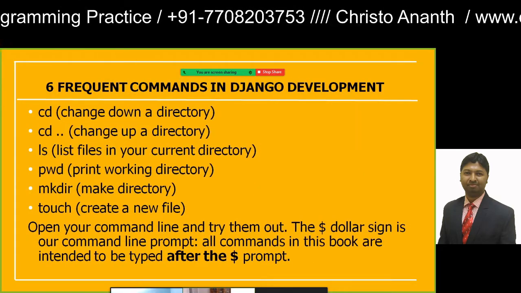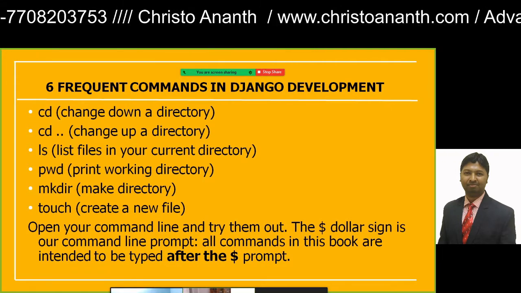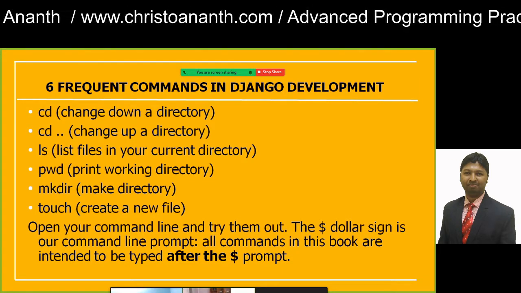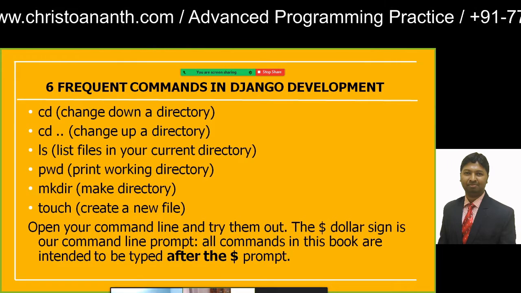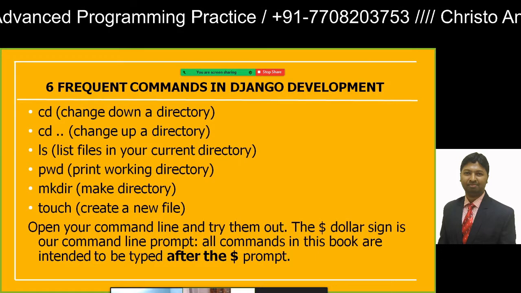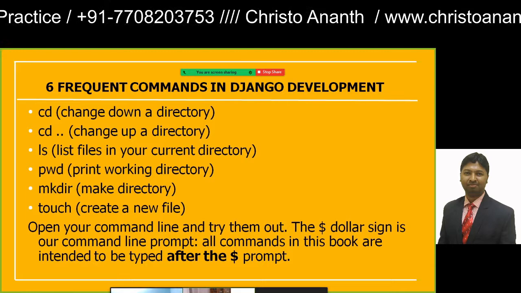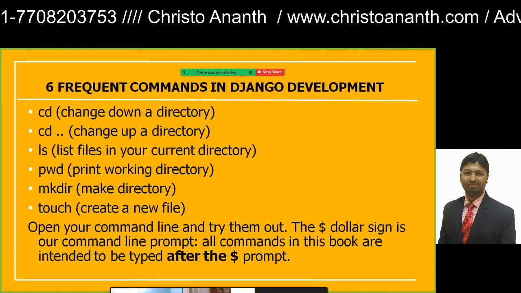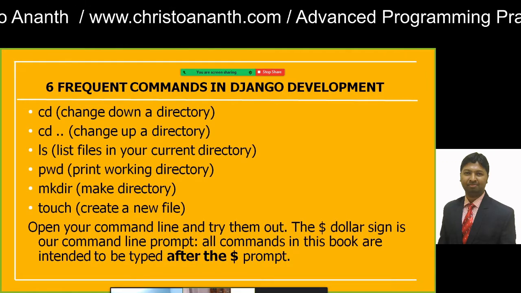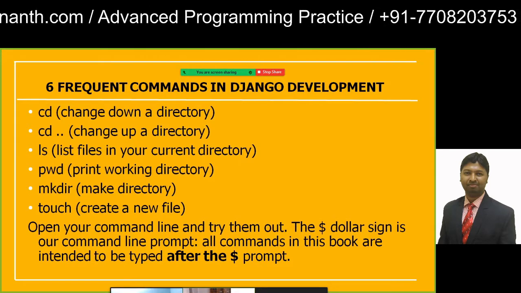So these are the 6 frequent commands that you use in Django development. For example, for changing a directory, you use the cd command. If you have to go up a directory, then cd dot dot. If you use ls, it lists the files in your current directory, just like your DOS command. For the print working directory, you use pwd, to make a directory you use mkdir, and to create a new file you use the touch command.